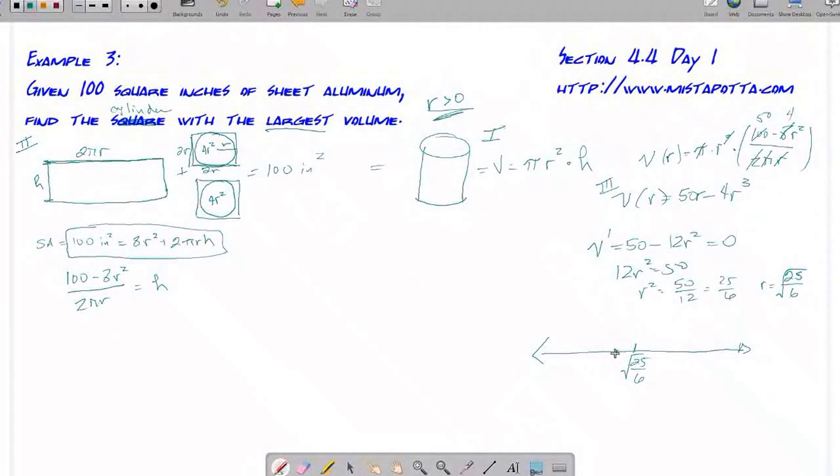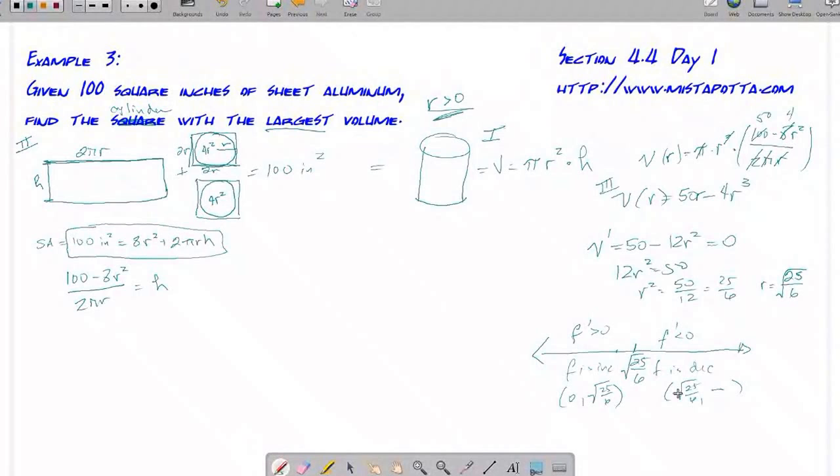So if I test 2 in here, I'm going to have 50 minus 48, which is positive. So my derivative is positive, which means f is increasing on this domain from 0 to root 25 sixths. And if I try a value like 3, I'm going to have 9 times 12, which is 108, and 50 minus 108 is negative. So I know that f is decreasing from this root 25 sixths to whatever my end domain point ends up being.